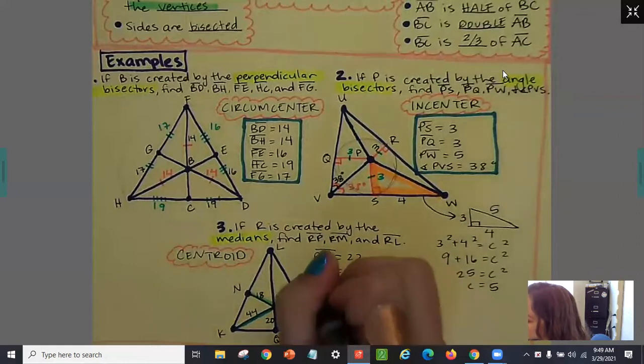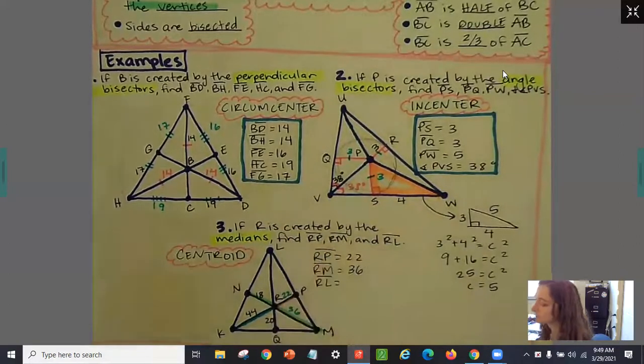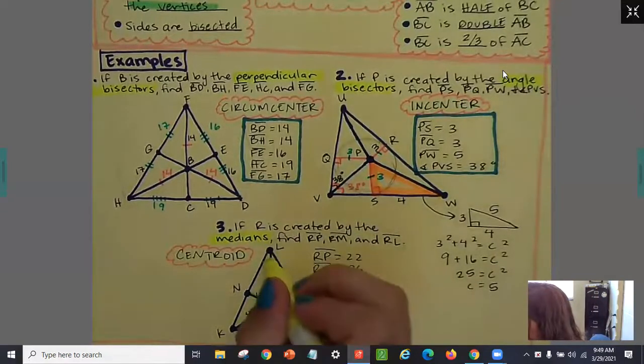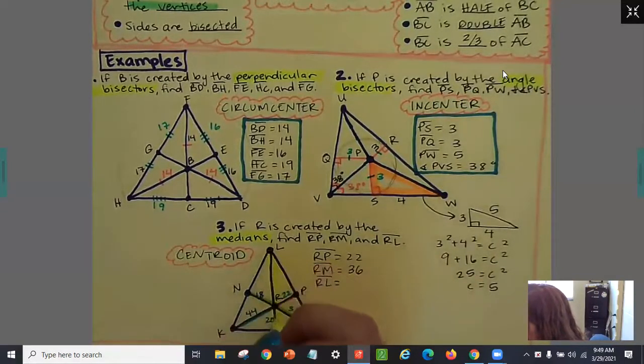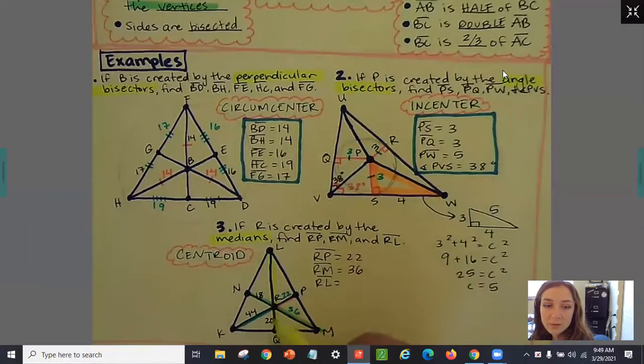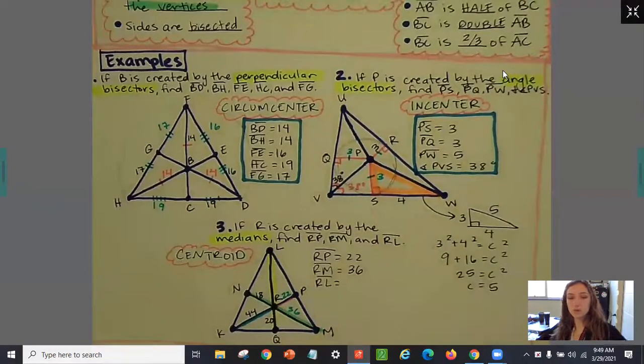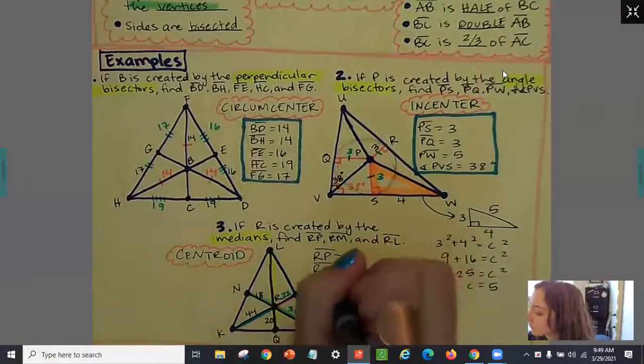Okay, now we're going to find RL. And RL is connected to this whole segment here. We're given the shorter side and we're asked to find the longer one. So this is going to be double. 20 times 2 is going to be 40. Okay, so this is going to be 40.